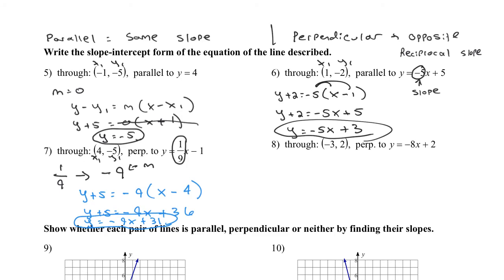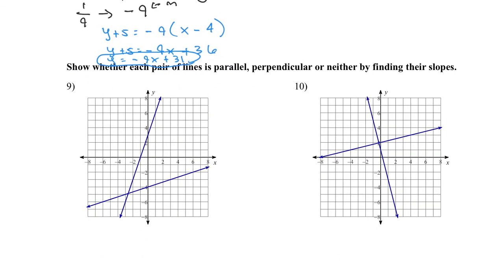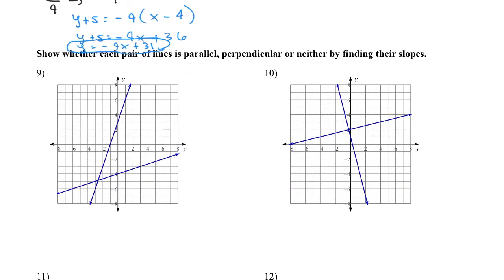And then number 8 is pretty much the same thing. You're going to find the opposite reciprocal slope and then work from there. Let's go down to number 9. Show whether each pair of lines are parallel, perpendicular, or neither by finding the slopes.